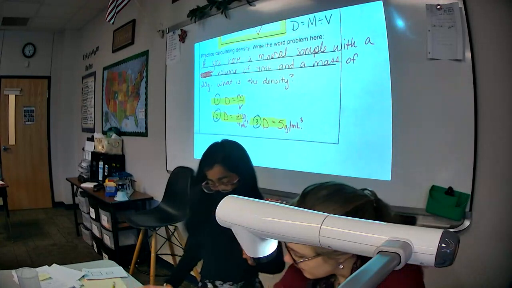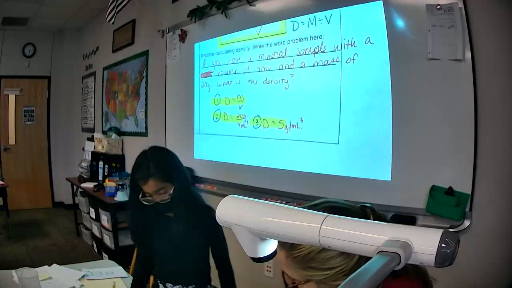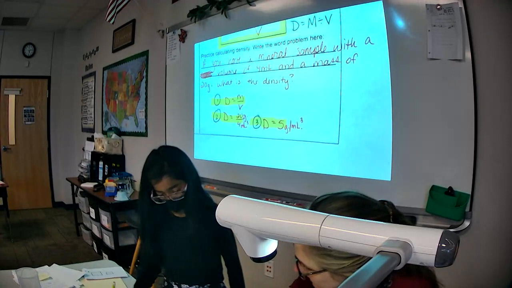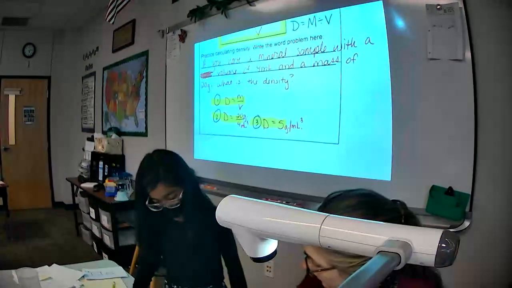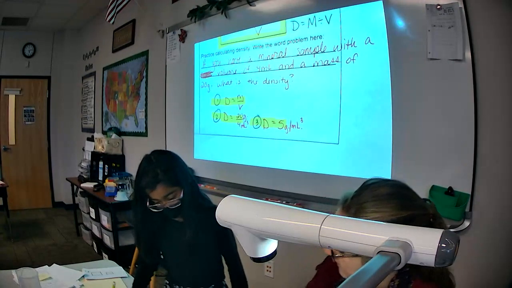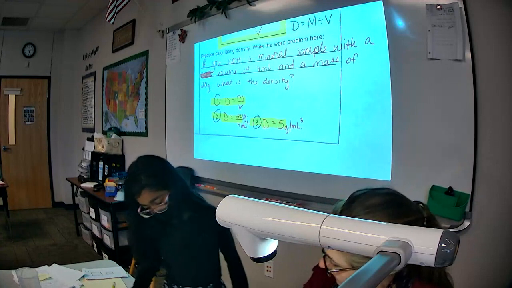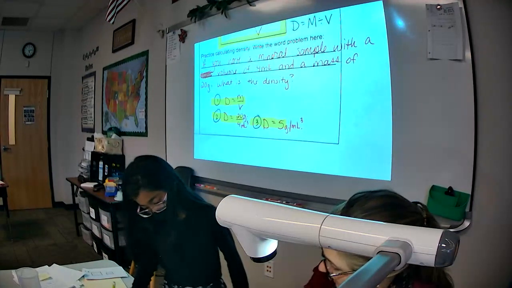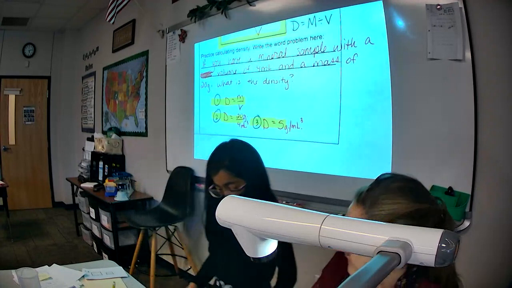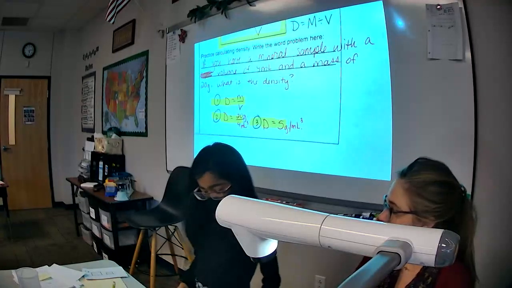So this is a D. This is step 1, write the equation. This is step 2. Step 3 is where you solve this. D equals 20 divided by 4. D equals 5 grams per milliliter cubed. You just combine steps 2 and 3 in one step. Okay?